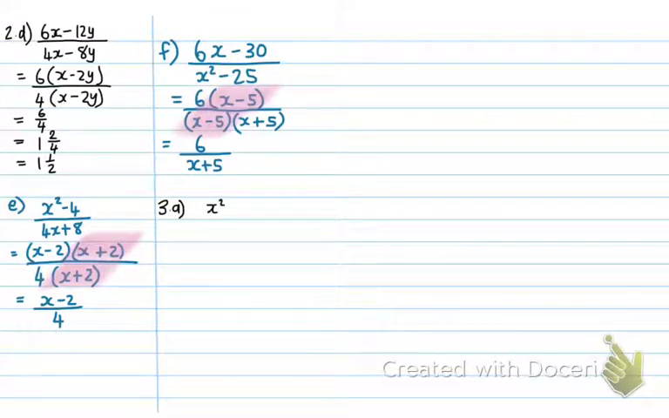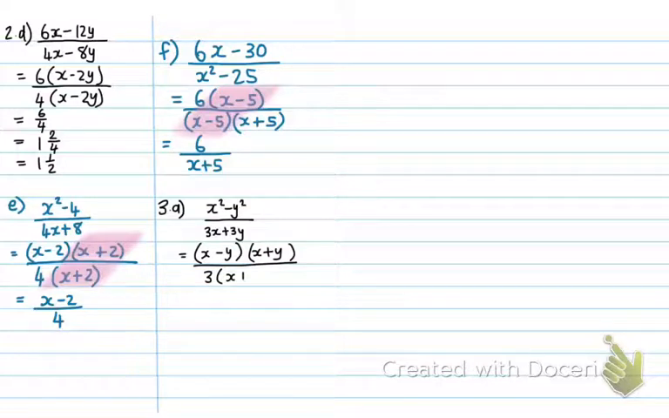Number 3a. x squared minus y squared over 3x plus 3y. At the top, I have difference of two squares, so it's going to be x minus y, x plus y. At the bottom, I'm taking out a common factor of 3, so it's going to be x plus y left. Then the whole brackets cancel out, and I'm left with x minus y over 3.